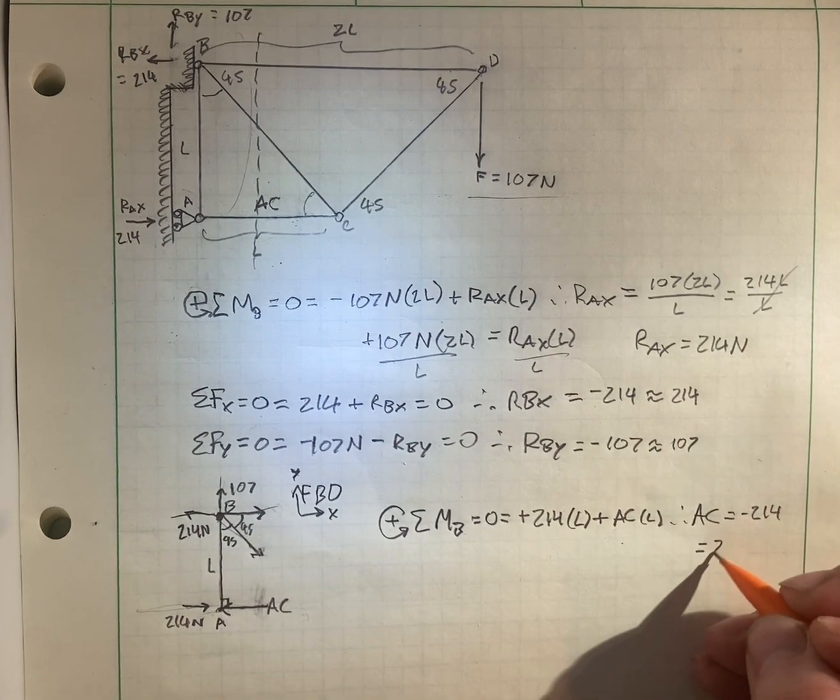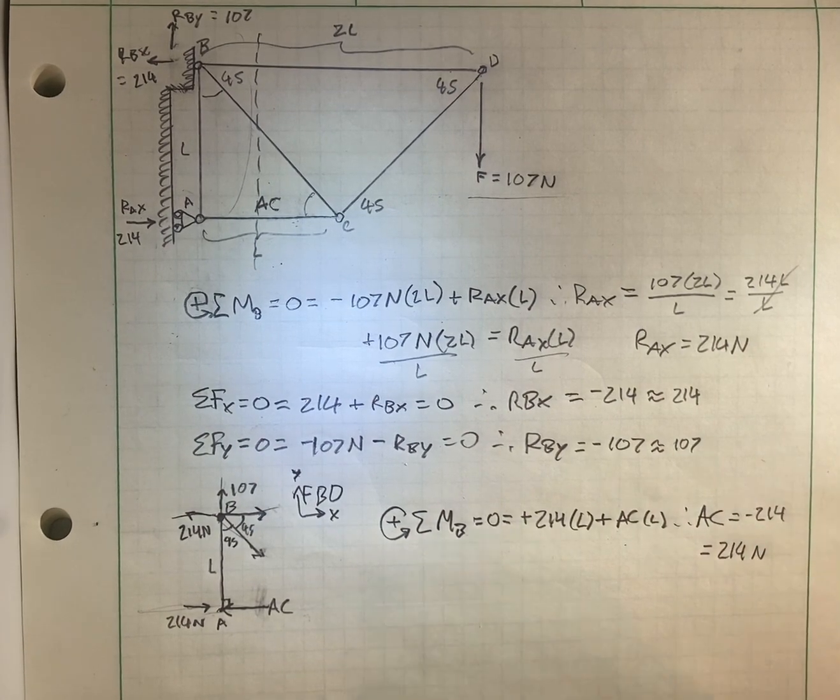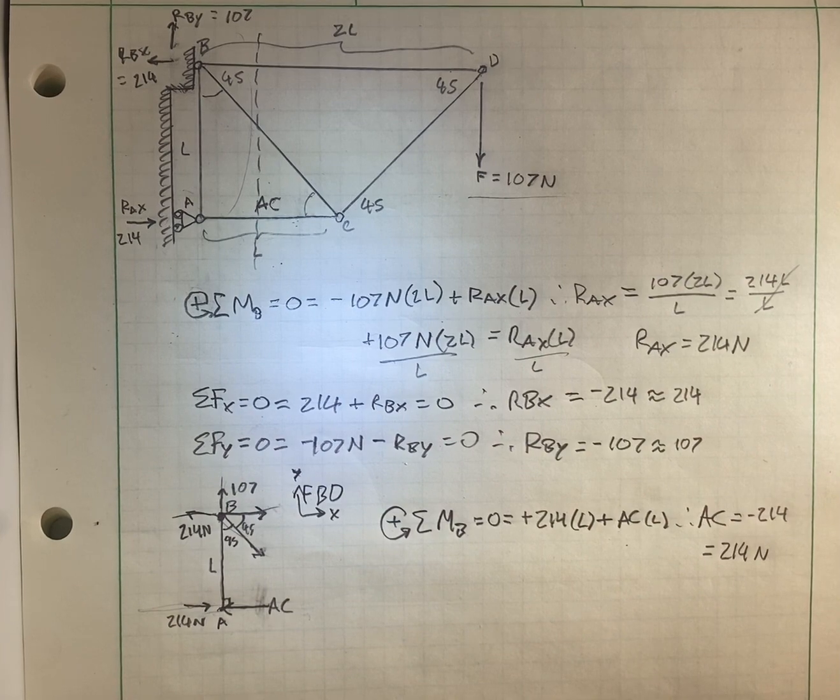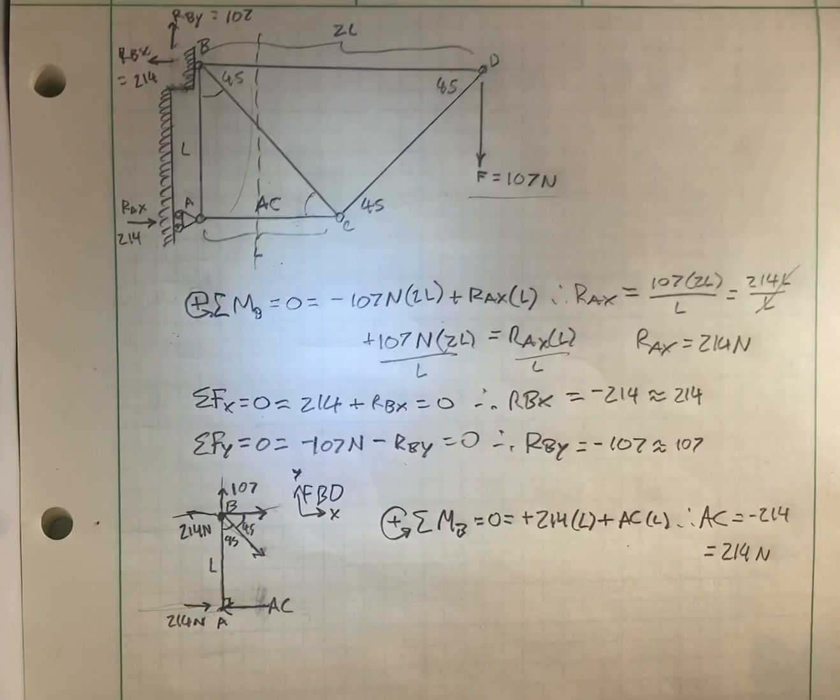And like I said, we can just make that positive 214 newtons because I switched the arrow. And that's my internal force. And I know in the question, what did it say? It was compressive, right? Yeah. I said it was compressive, but sometimes it doesn't tell you that, and you gotta figure that out for yourself, whether it's in compression or tension.